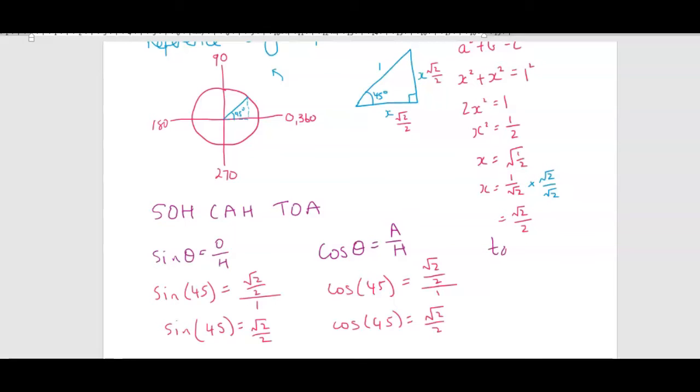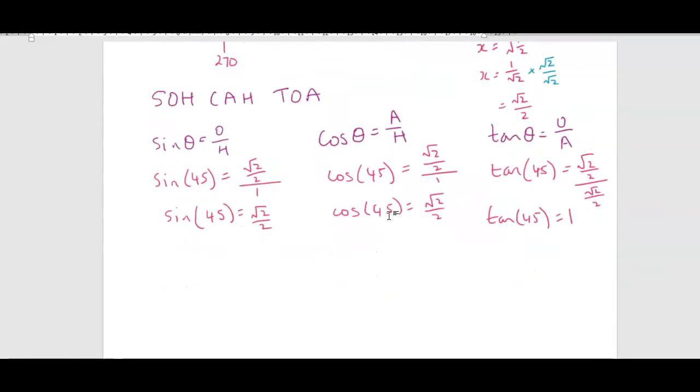All right, and then lastly, tan theta equals opposite over adjacent. So tan 45, your opposite side is √2 on 2, and your adjacent side is also √2 on 2. So when we're dividing a number by the same number, it's just 1. Okay, so that's 45 degrees, your reference angle 45 degrees.